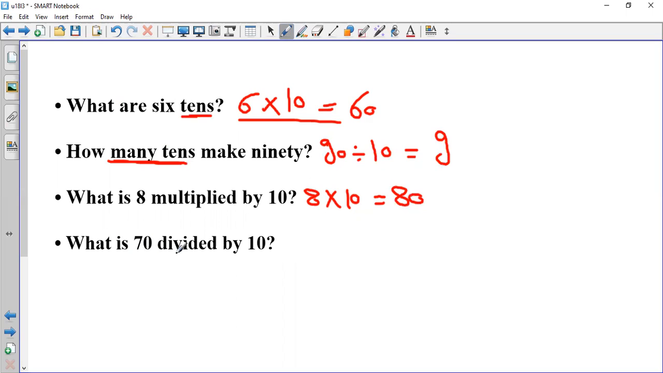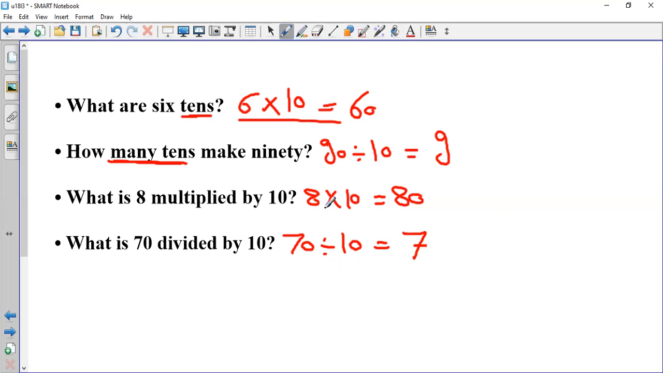What is 70 divided by 10? This is our sentence. 70 divided by 10 means how many tens go in 70. I can count by 10 until I reach 70, and I will find that there are 7 tens to make 70. But this is an easy example and I can solve it from the multiplication or times table.